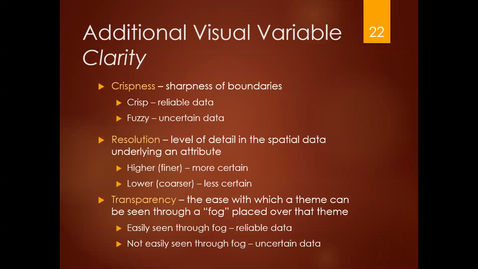Transparency, the ease with which a theme can be seen through a fog placed over that theme. Okay, usually if it's easily seen through the fog, it means that the data is reliable. Not easily seen through the fog, then it means that the data is uncertain, the uncertainty is high.